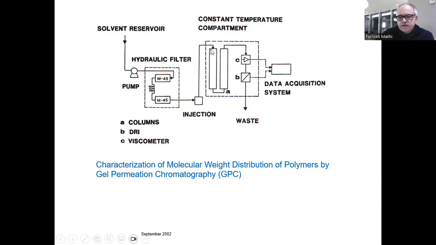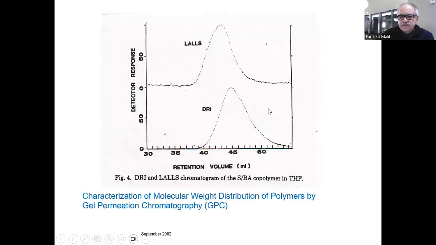And finally, the injected sample is washed out by solvent and is eluted, and then it's detected. The fractions of different molecular size are detected by different kinds of detectors. It can be a UV detector or refractive index detector. It can be a viscosity detector or low angle light scattering detector. And finally, the data is analyzed by a data acquisition system.